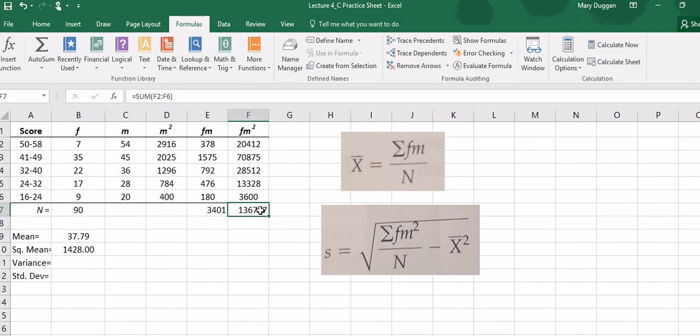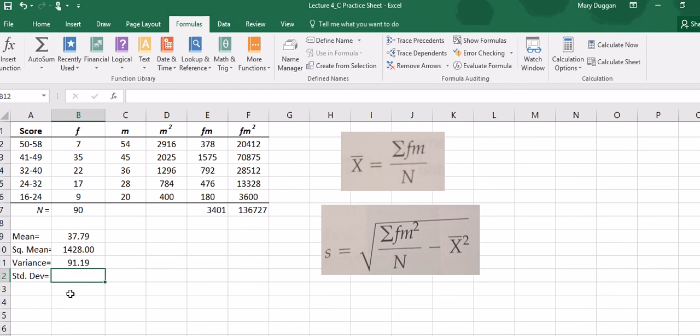Okay, so now we're ready to plug in all of the terms into this formula. We're going to find the variance first, which means we're not going to do the square root. We're just going to do the formula under the square root. So I'm going to sum my frequencies times midpoint squared, which I already did here. I'm going to put that over the n, which is 90. And then I'm going to subtract the mean squared. And we end up with a variance of 91.19.